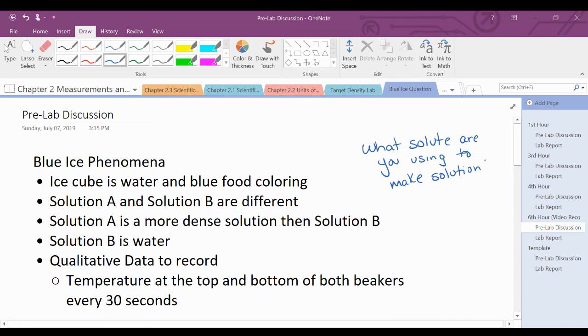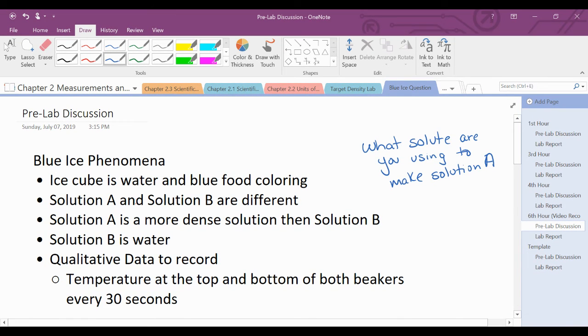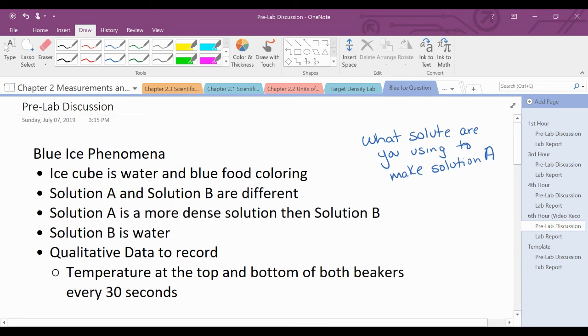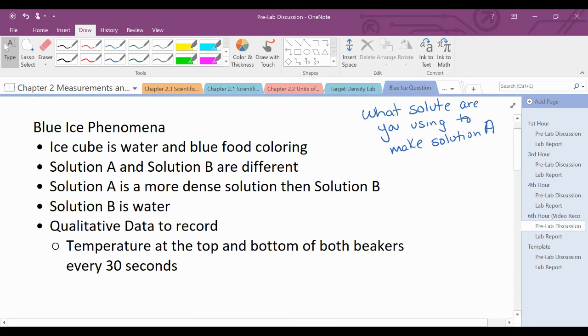And so I will have a Google form for you to fill out. It'll be in the lab folder for you to tell me what solute you are using so that I know what to have out for lab. We also know that we have qualitative data to record, that we are recording the temperature of the top and the bottom of both beakers every 30 seconds. And so on the desk is this setup, but I'm going to go through what it all is so that you know the words so that you can write your pre-lab.